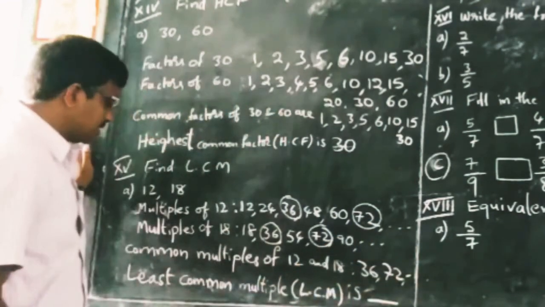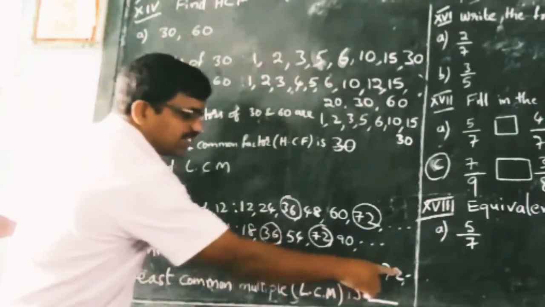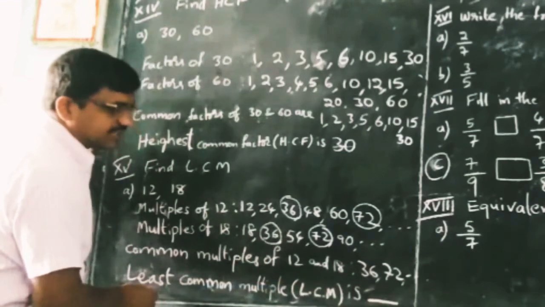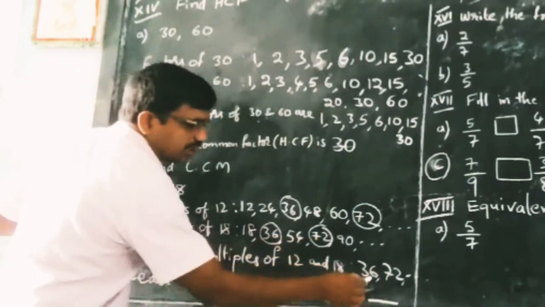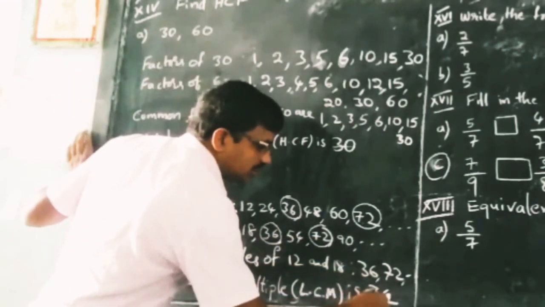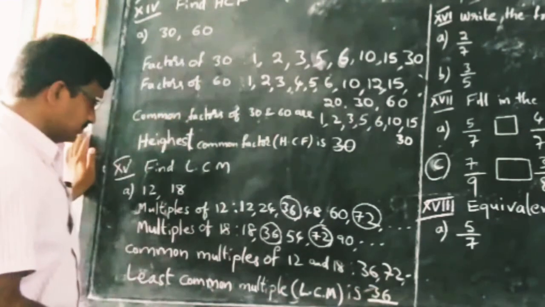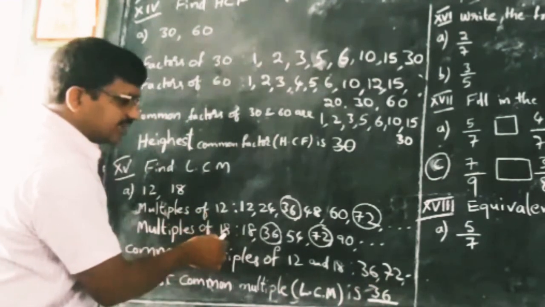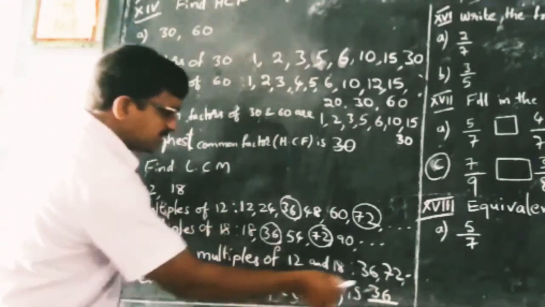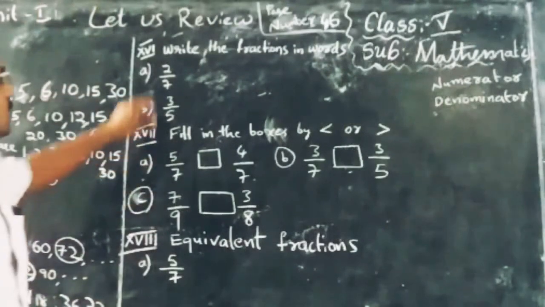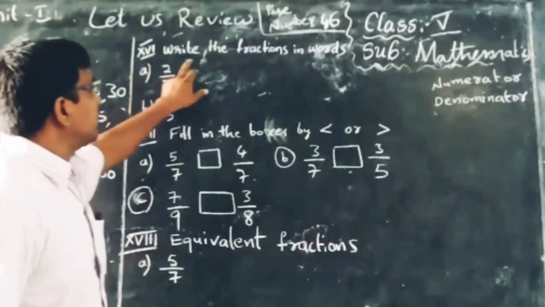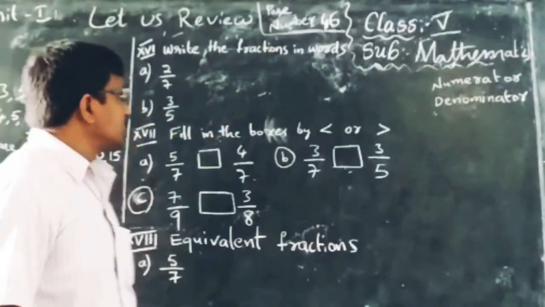You are going to get it. Now among these common multiples, what is the least? Means the smallest one is what? 36. So the LCM of 12 and 18 is 36.